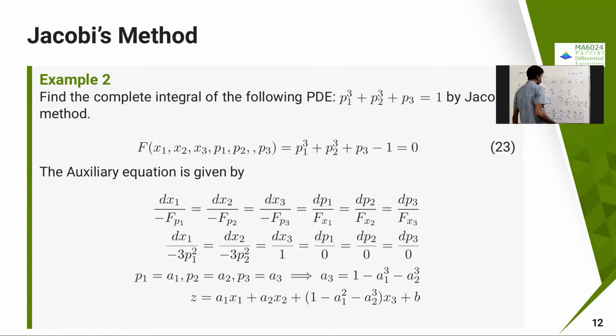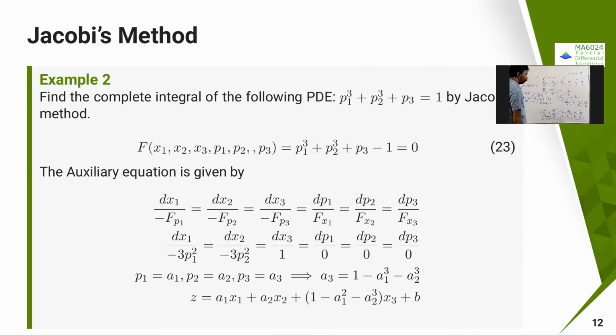One more problem. So you have P1 cube plus P2 cube plus P3 equal to 1. This is the problem. I'm just going to write it as minus 1 equal to 0. So for the auxiliary equation, once again, dx1 by fp1, you have to calculate fp1. fp1 is going to be 3p1 square, this is going to be 3p2 square, and this is going to be 1. And this is going to be 0 because no fxn here, this is 0, this is 0.